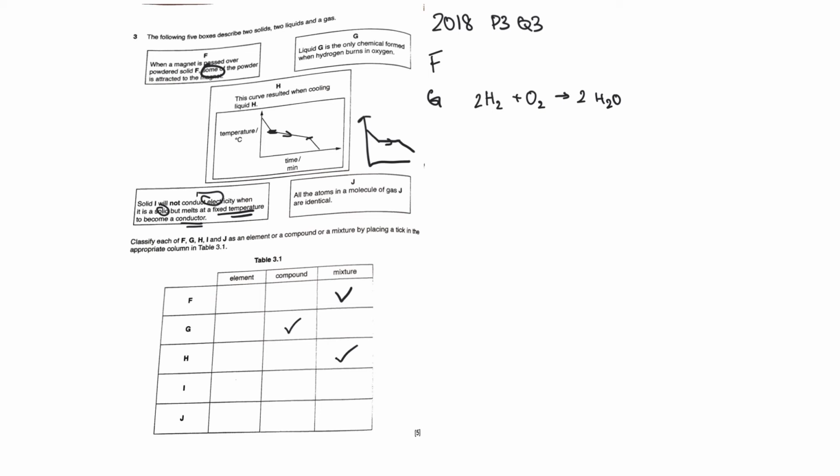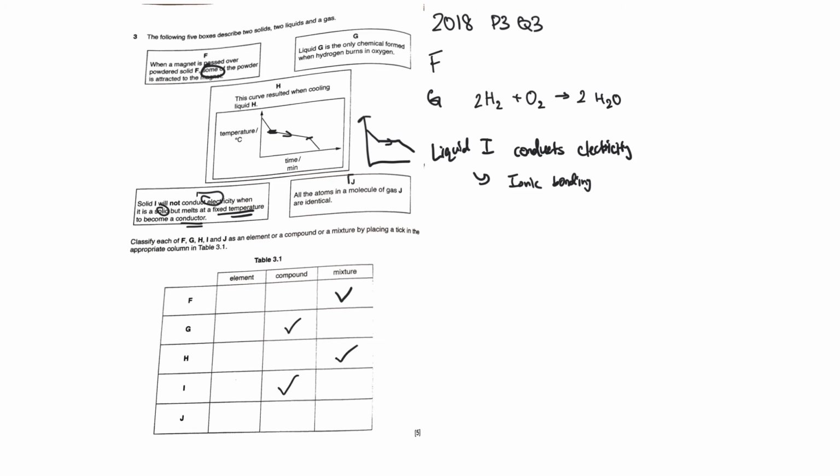The other clue is that when it melts, it becomes a conductor. So in the liquid form, I conducts electricity. What can this tell you? It conducts electricity when it's in liquid form, and it does not conduct electricity in the solid form. So this is obviously ionic bonding, so an ionic compound. As the name suggests, an ionic compound is a compound.